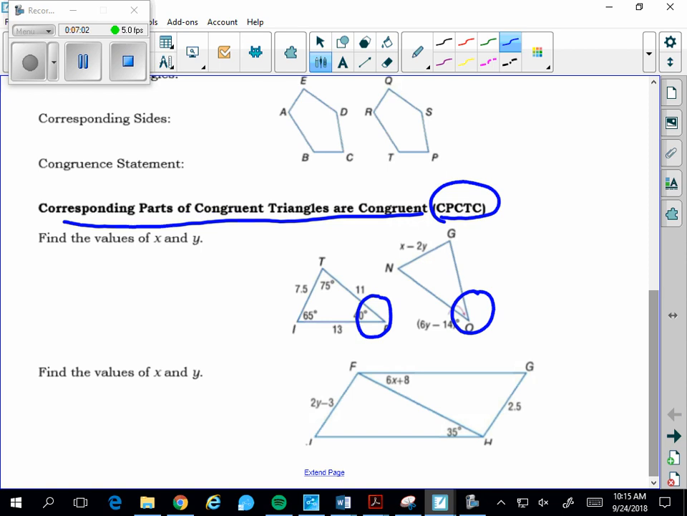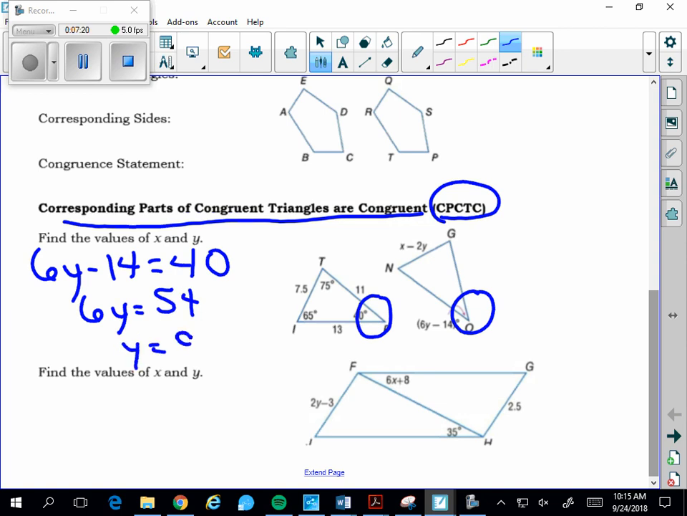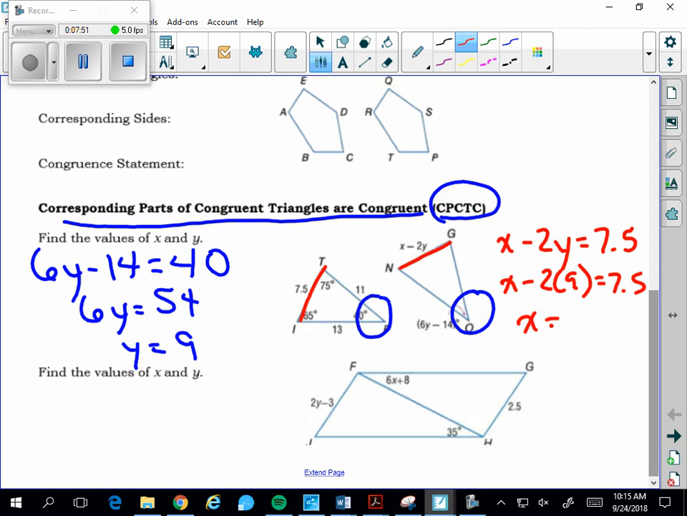So, if I'm saying that these are congruent triangles, then I'm going to say, okay, 4y minus 14 equals 40. And then that's just a normal algebra problem. 6y equals 54, y equals 9. Similarly, to find my x, I can pretty confidently say that this side is corresponding to it over here. So I can say x minus 2y equals 7.5. But instead of y, I know what y is equal to now. Y is 9. So x is equal to 25.5.